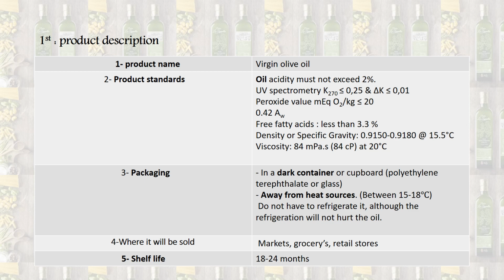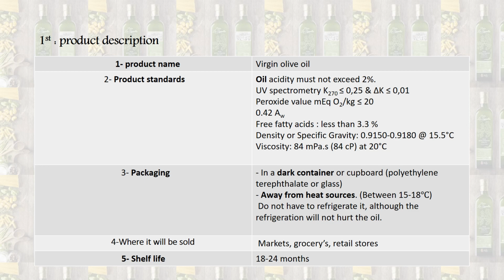Here we have the product description, which includes: 1. Product name, virgin olive oil. 2. Product standard. Oil acidity must not exceed 2%. UV spectrometry less than or equal to 0.25. Peroxide value less than or equal to 20. Water activity 0.42. Free fatty acid must be less than 3.3%. The density ranges from 0.9150 to 0.9180 at 15.5 degrees Celsius. Viscosity was measured at 84 cP at 20 degrees Celsius.